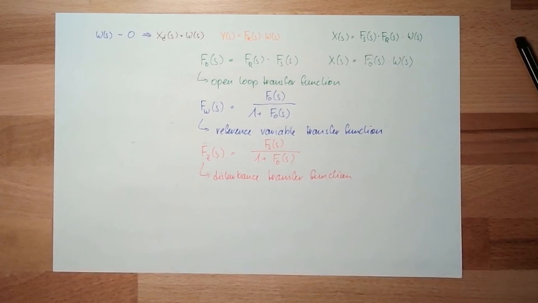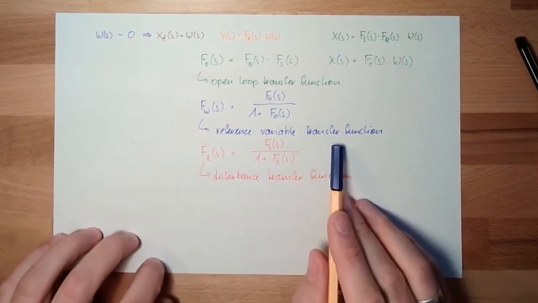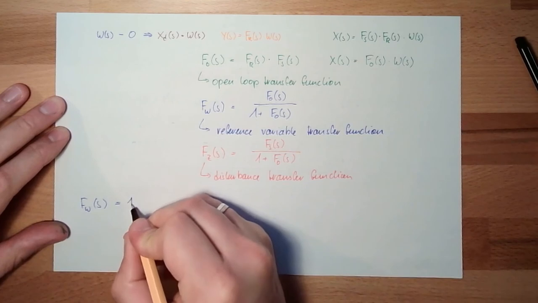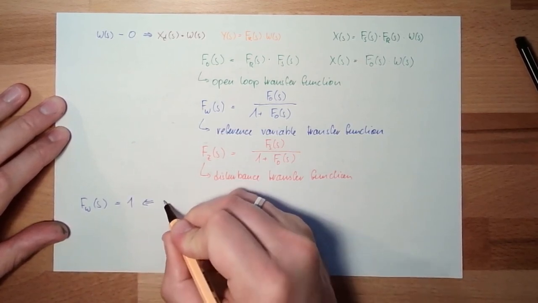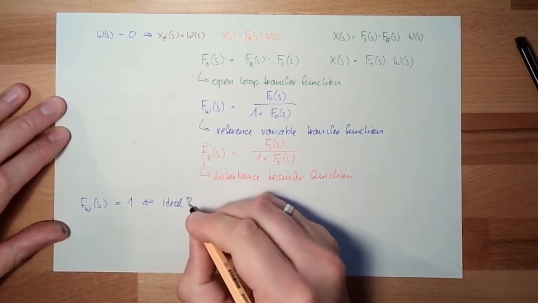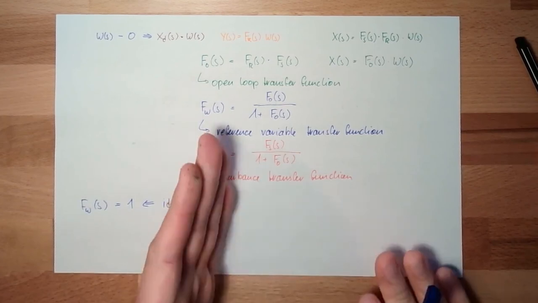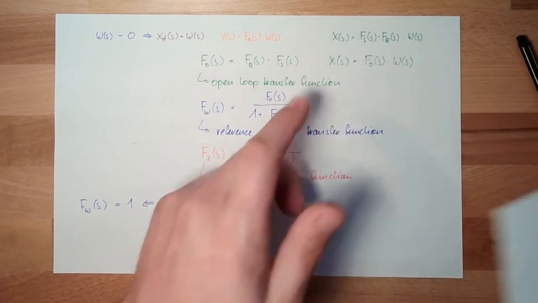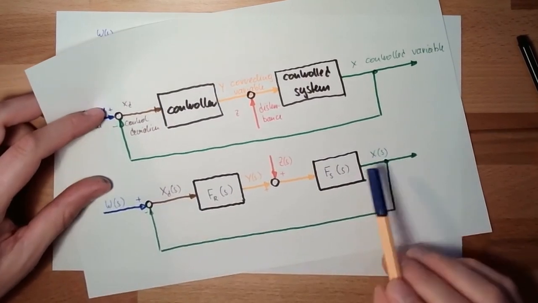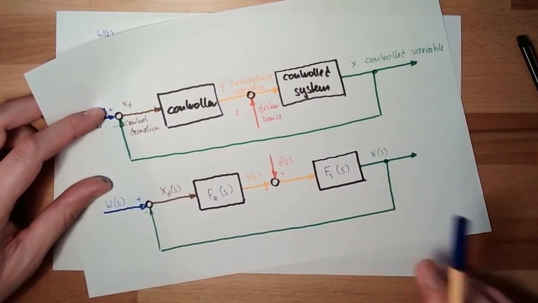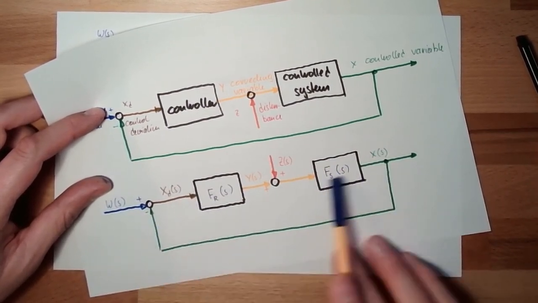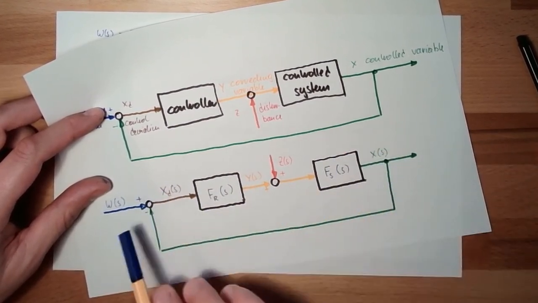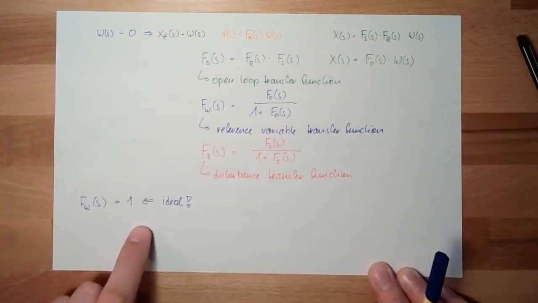However, wanted for the reference variable transfer function, preferably, this should be 1. This would be ideal. Why? Because the controlled variable, this one, should be exactly the same as this one. If this is changing, this should change immediately, with no delay. So, the transfer function from W to X should be 1. This would be ideal.